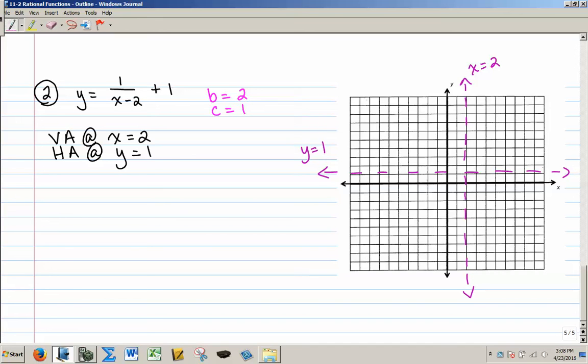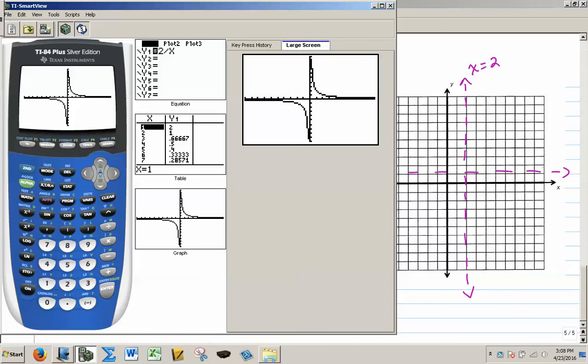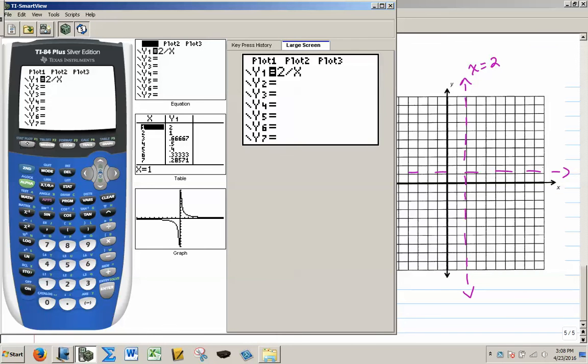And let's graph this on our calculator to see what it looks like. So I'm going to clear that out, and I'm going to have 1 divided by, now because I had a binomial, I had an x minus 2 in my denominator, I'm going to put that in parentheses. And that's saying that that whole expression x minus 2 is in my denominator, and then when I do a plus 1, that's out there on the end. So let's graph that.